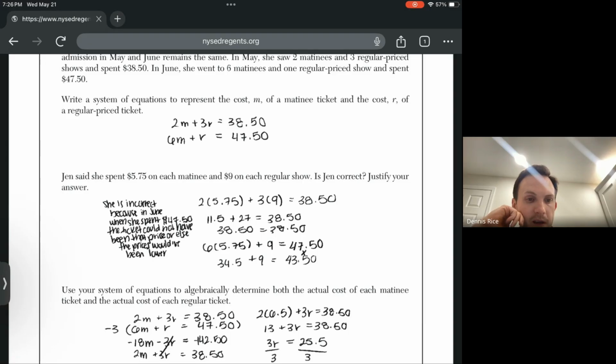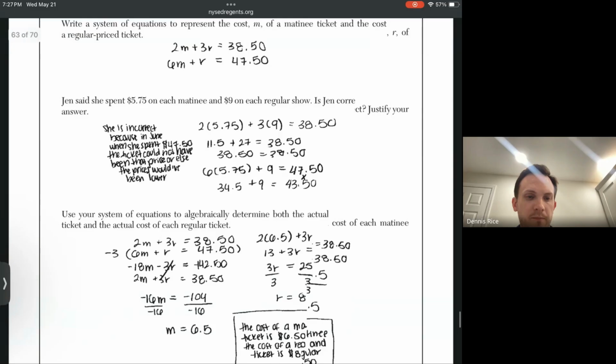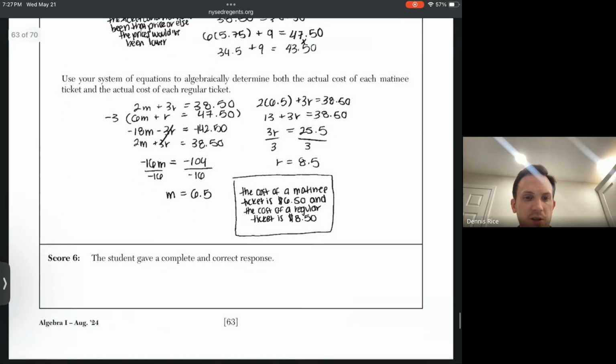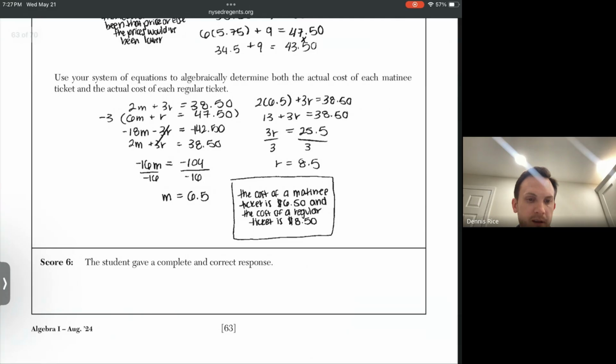And then you could just say, so you can notice some people feel obligated to explain it a little bit. She's incorrect because, can't really see what that says. The prices would have been lower. Basically, it doesn't work, right? It doesn't equal 47.50. It equals 43.50. She said that really weird, but the prices should have been 6.50 and 8.50.